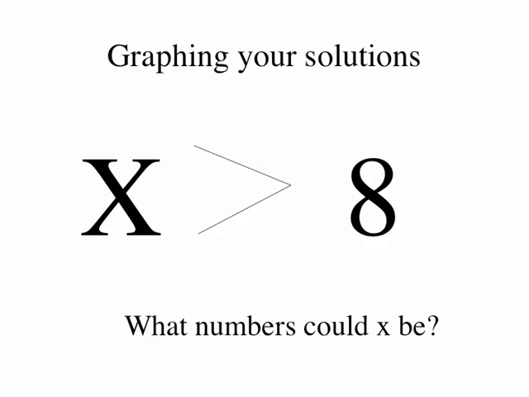We need to look at how to graph the solutions to this inequality. Here's a simple inequality. X is greater than 8. What are some numbers that x could be? Well, you can think of a whole bunch of numbers that x could be. X could be 9 or 10 or a million or 8.0001. X could be anything bigger than 8, but not 8 itself.